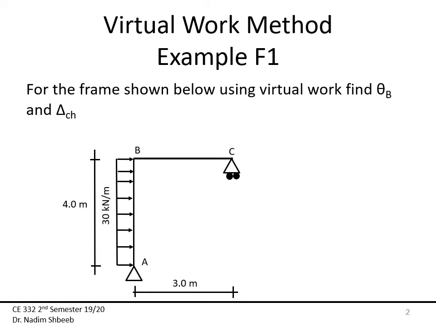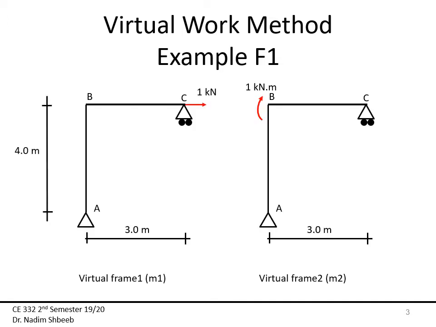For this frame below, I want you to find using virtual work theta B here, and I want you to find the horizontal deflection at C, which I usually refer to as delta C H. If I want the vertical deflection, then I will call this delta C V. So for that, I need to come up with the system of virtual frames.